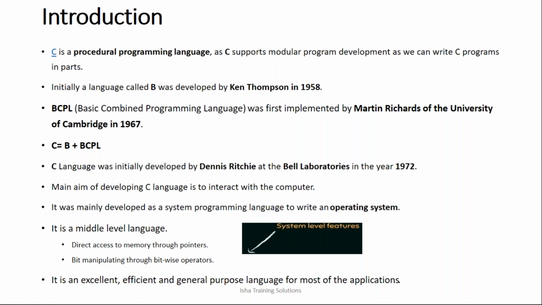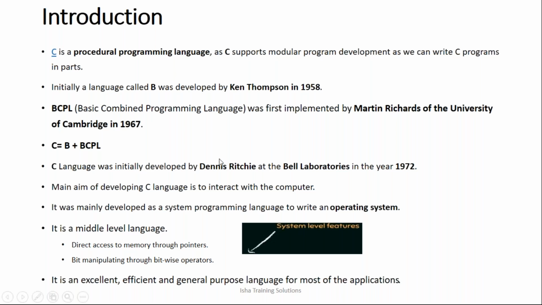So C was not directly developed. It evolved from different programming languages called B and BCPL. B has some features and BCPL has some other features. The C language is a combination of both the B language and the BCPL programming language. This C language was initially found by Dennis Ritchie in the year 1972. So C is not a new language that was developed from scratch; it has a base in other programming languages called B and BCPL.